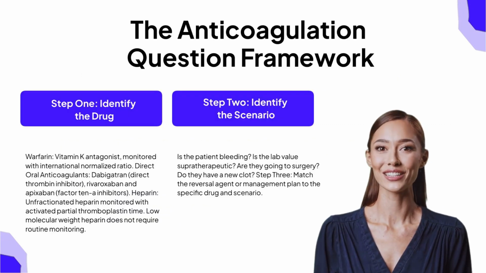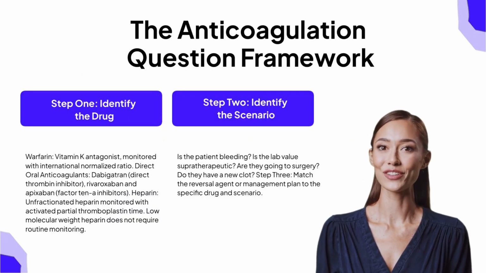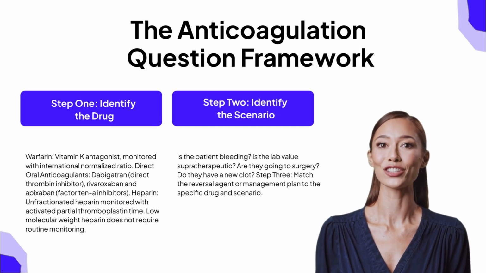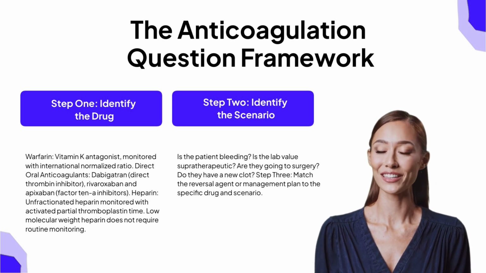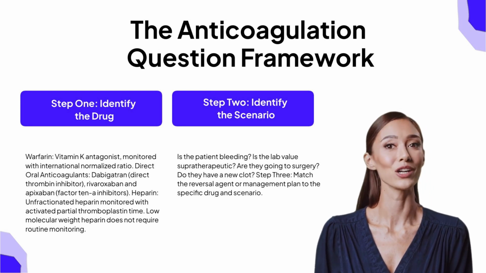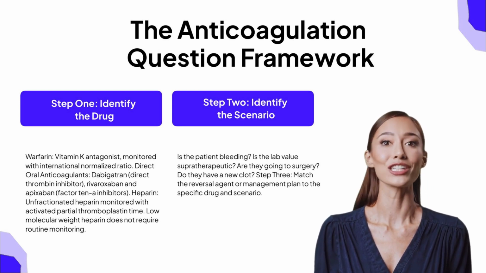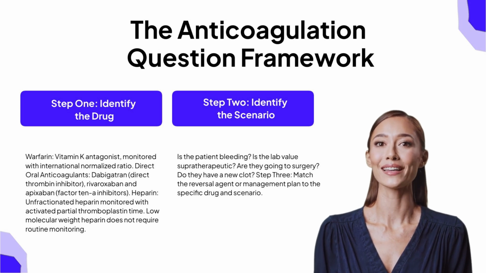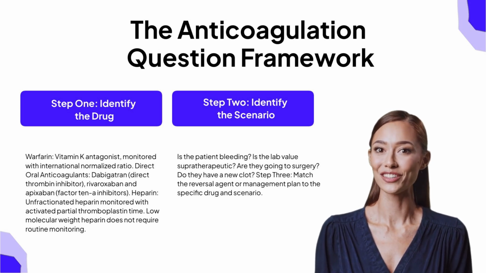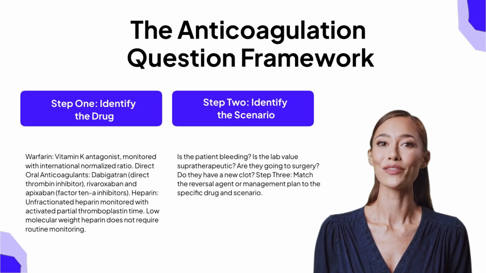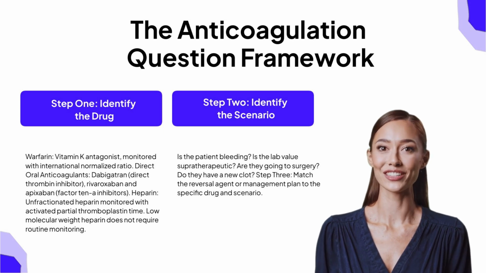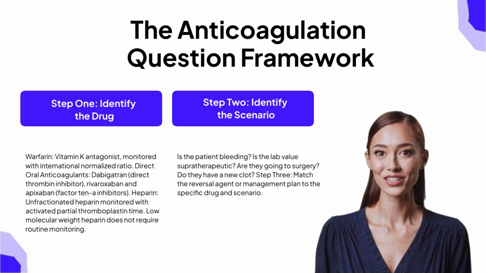Before we dive into cases, let me give you the framework you should use every single time you see an anticoagulation question on the exam. First, identify which anticoagulant the patient is on. Is it warfarin, a direct oral anticoagulant, unfractionated heparin, or low molecular weight heparin? Second, determine the clinical scenario. Are they bleeding? Is the international normalized ratio supratherapeutic? Are they going to surgery? Do they have a new clot? Third, match the reversal agent or management strategy to the specific drug. This three-step approach will get you through nearly every anticoagulation question on the exam.